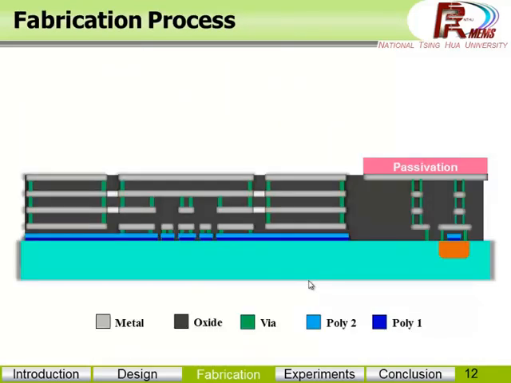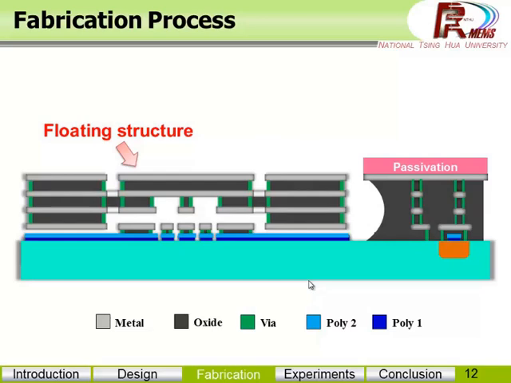And the post-process in this work is very easy. A silicon oxide etchant with a very high selectivity to metals, vias, and contacts is utilized to release the switch structure. And the circuit is protected by the passivation layer. And after the wet release process, the switch structure is realized by this platform.